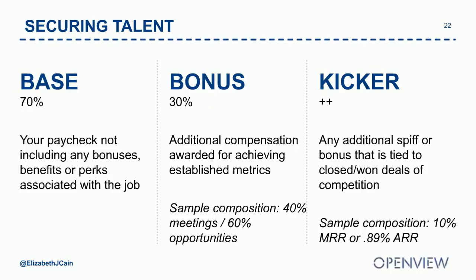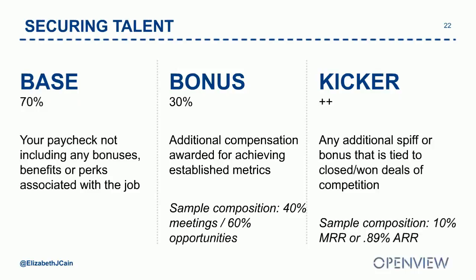That bonus component, we say about 30%. I see people range from sort of that 60-40 to 80-20. I like the 70-30 model personally. I think it sets up enough of an incentive to go make some more money, especially if it's uncapped. So sample composition for us would be 40% set on meetings occurred and 60% on opportunities when you break down the variable. Again, having tight definitions I think is super important.